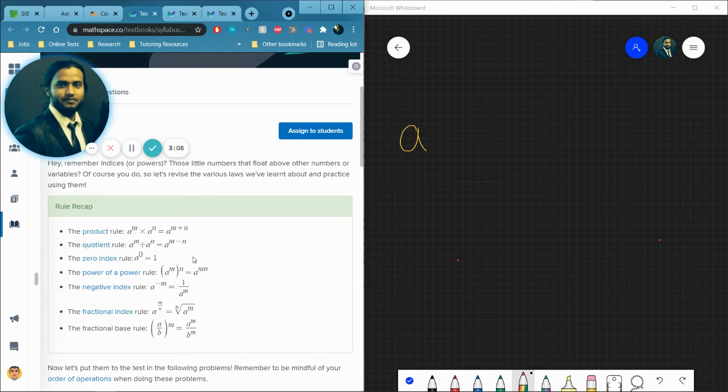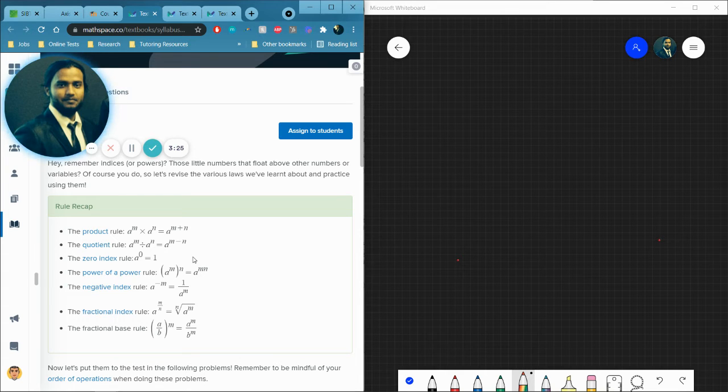The next rule is the zero index rule. Anything to the power 0 should be equal to 1, whatever that is. Let it be x, x to the power 0 equals 1, anything at all. So anything to the power 0 is equal to 1. That's the zero index rule.